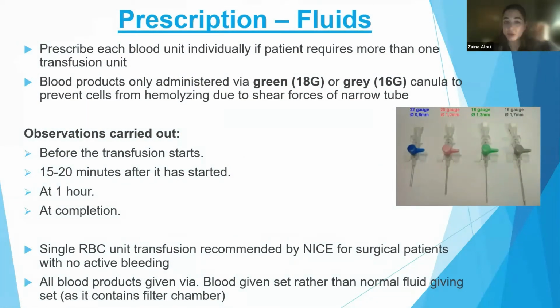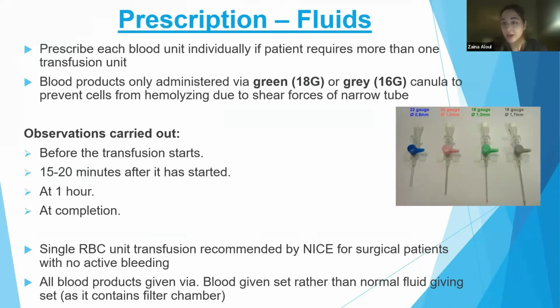So each blood unit needs to be prescribed individually, even if the patient requires more than one transfusion. That's just to make sure that, again, no mismatch happens with the patient's blood type. And blood products are only administered by a green or gray cannula, and that's to prevent the cells from hemolyzing. So you want to make sure you have a large bore cannula to make sure that the red blood cells aren't sheared from narrow tubes.